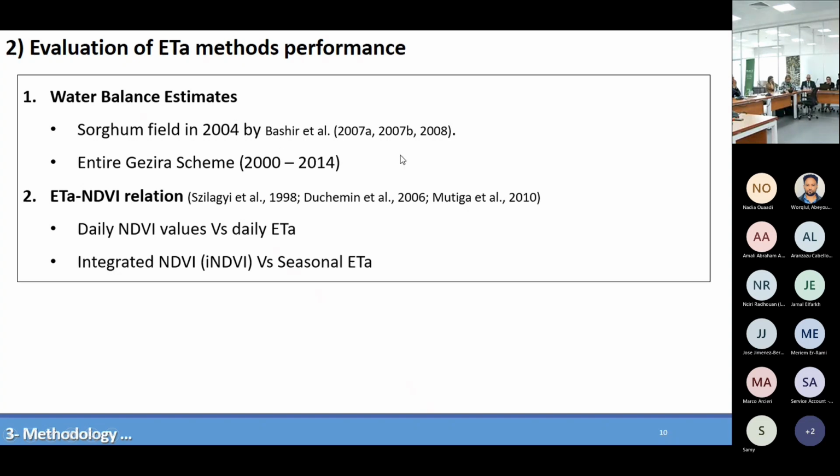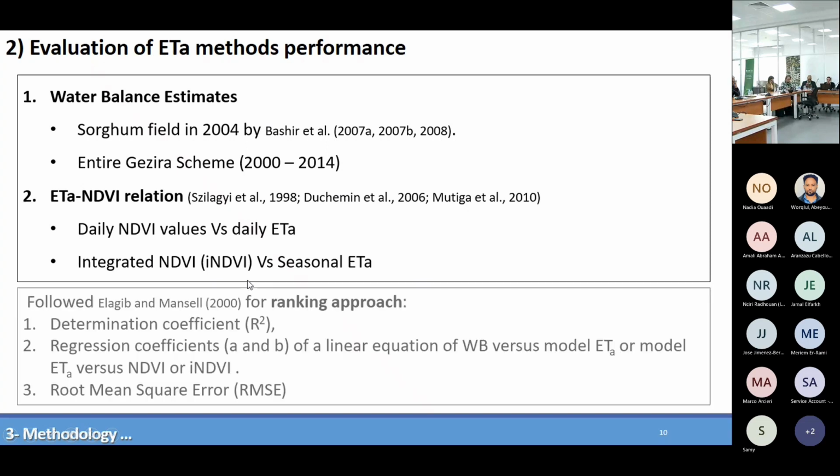But we have also introduced other methods to validate the entire Gezira scheme, like having a water balance for the entire area, and we have collected many data. Also, there are many publications produced from this work to propose a new methodology to validate the estimates of ET based on the NDVI and the integrated NDVI. And I will show you what I mean.